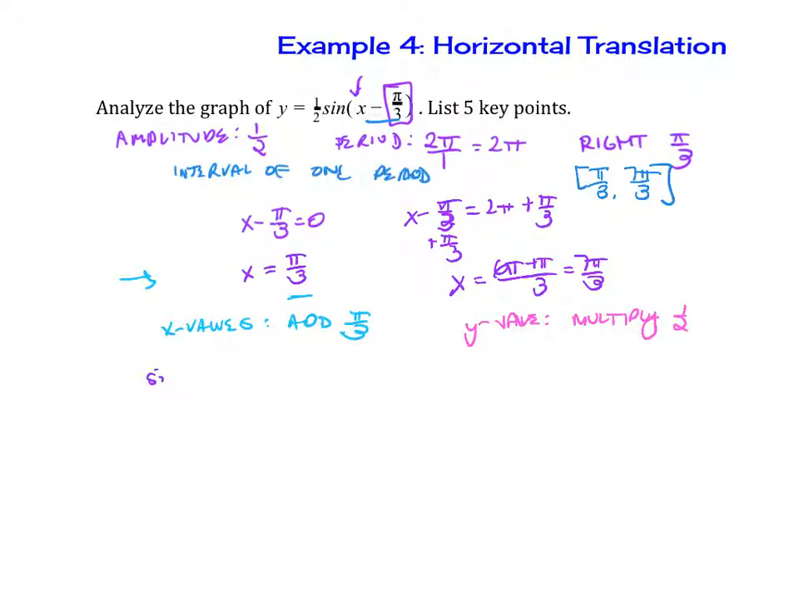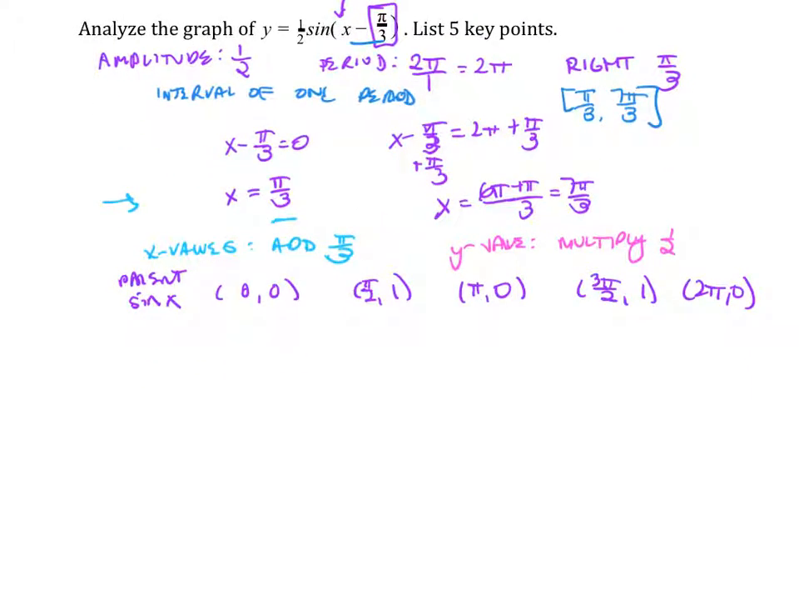Now thinking about sine, the parent values of sine of x are 0, 0; pi over 2, 1; pi, 0; 3 pi over 2, negative 1; and 2 pi, 0. So those are the important points of a parent graph of sine. So what we're going to do is add pi over 3 to each of the x values to find the new points. So I'm just going to write it down. And then for the y values, we're going to multiply those by 1/2.